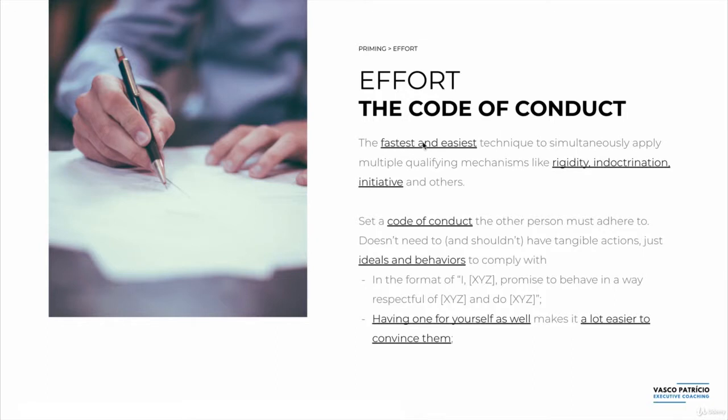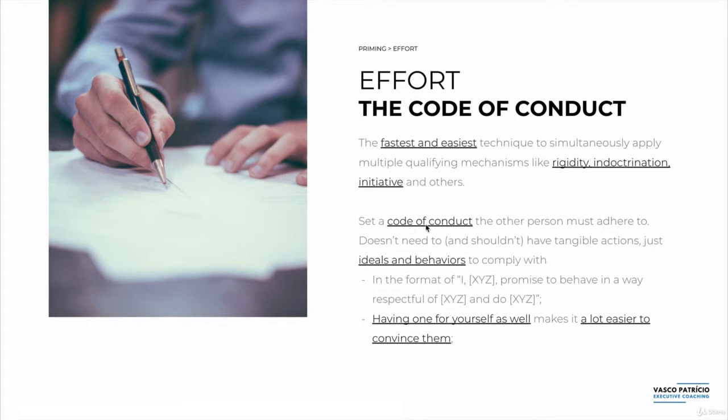The code of conduct is the fastest and easiest technique to simultaneously apply multiple qualification mechanisms like rigidity, indoctrination, initiative, and others. Although it's not a principle by itself, it is a powerful cocktail of principles that can create an immediate qualification effect in the other person.